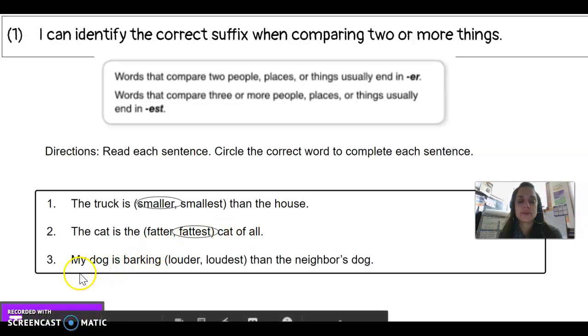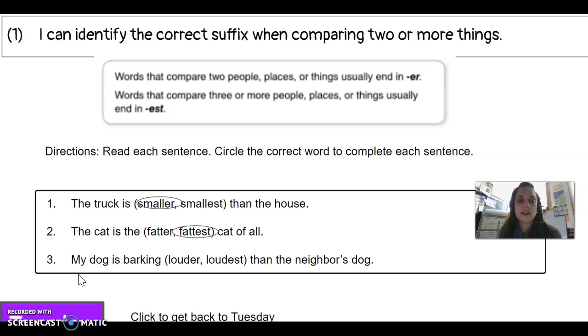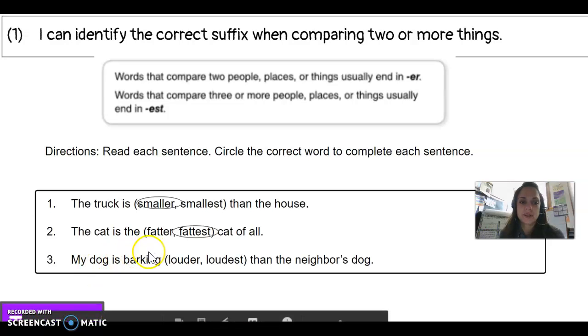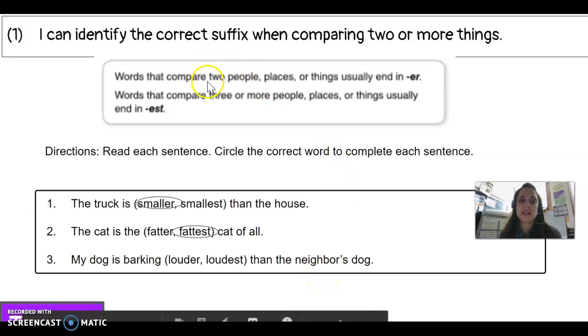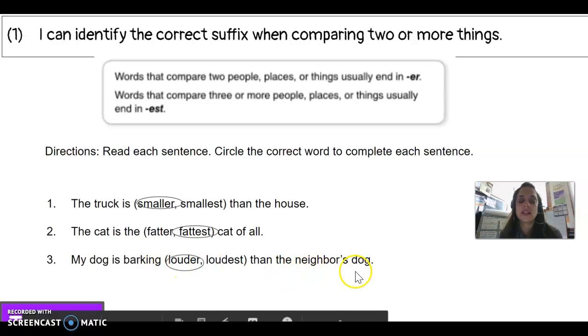And our last example for today before you go on to your Reading Wonders backpack. My dog is barking blank than the neighbor's dog. Okay, so my dog is being compared to the neighbor's dog. So that's two things being compared. So if I go up to my resource box, two things ends with er. So here's our root word loud, and we're going to choose the suffix er. My dog is barking louder than the neighbor's dog.